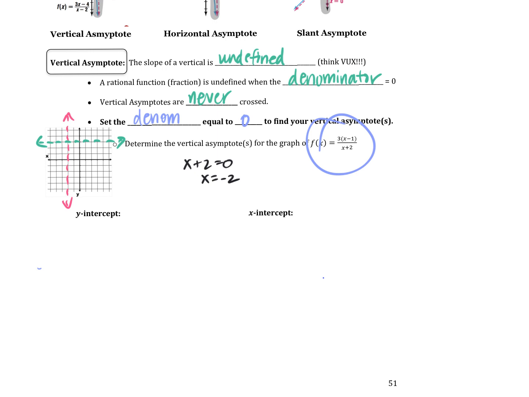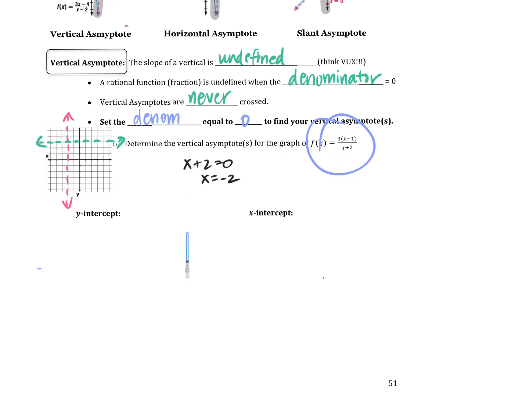Guys, does anyone remember how to find a hole? They have to both equal 0. Well, we have to have the common factor on the top and the bottom, right? Do you agree we don't have any common factors on the top and the bottom here? Yeah. So we have no hole.